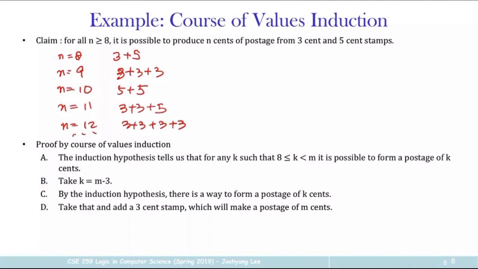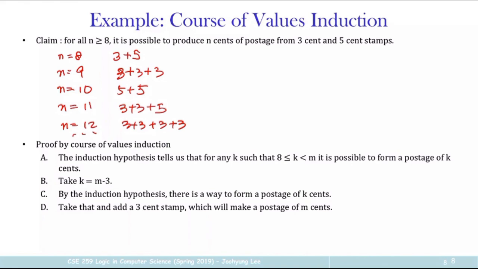So I just give you, I don't need to show you, but here is the n minus 3 cent postage. You can use 3 cent and 5 cent stamps. Can you create n cent postage? Add one 3 cent stamp, right? Because somebody gave you n minus 3 cent postage, and you have to create n cent postage, then just add one 3 cent stamp. So take that and add the 3 cent stamp, which will make the postage of n cents. Convincing? Yes.